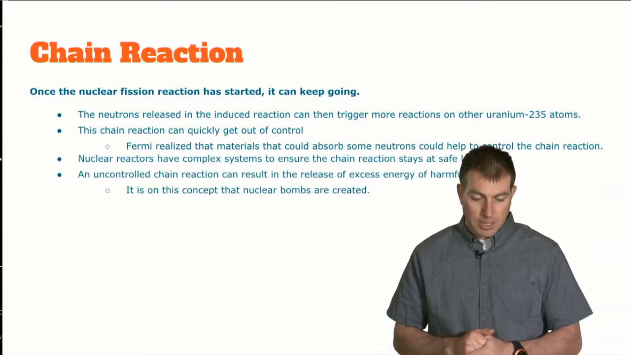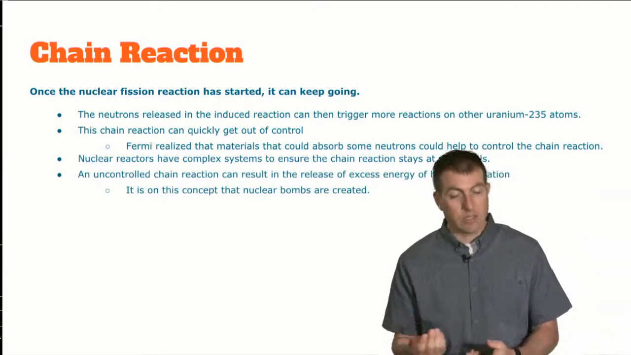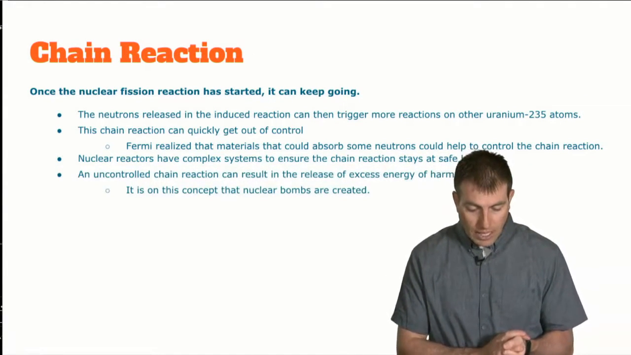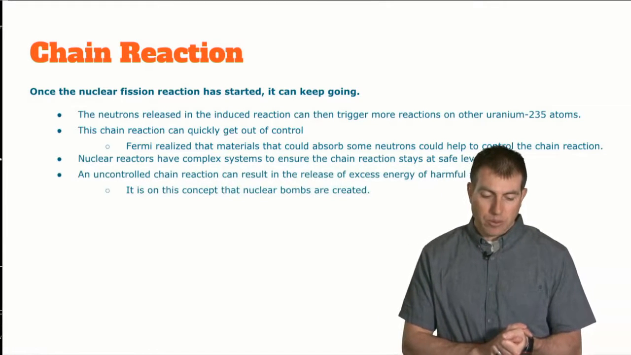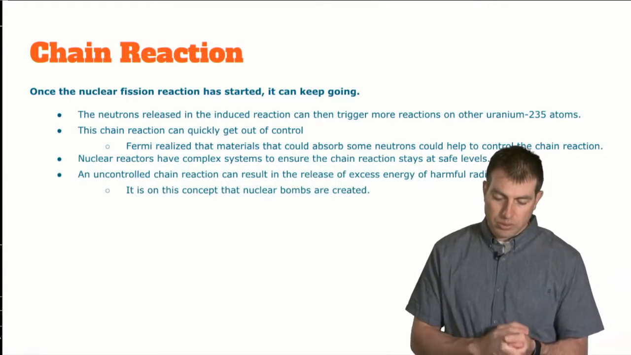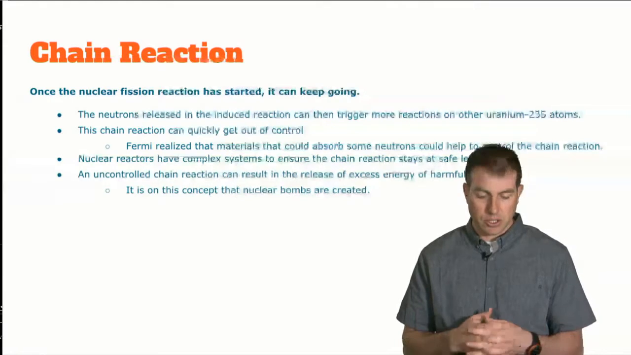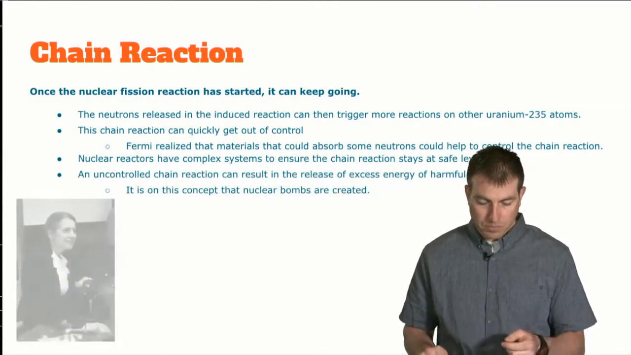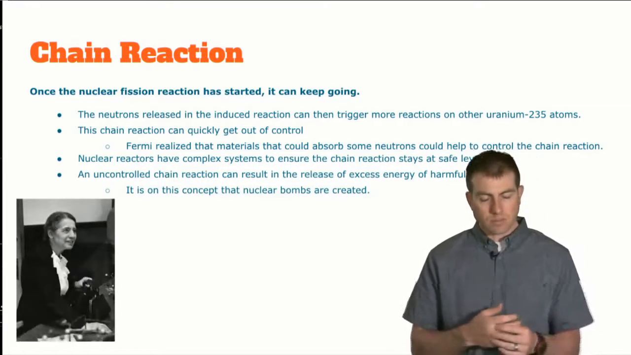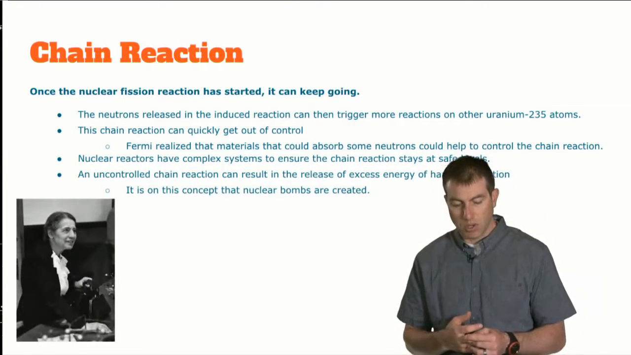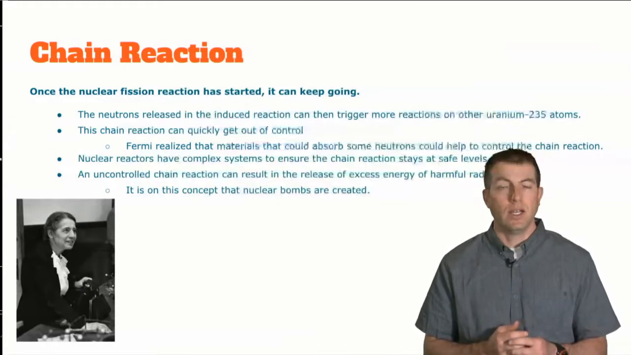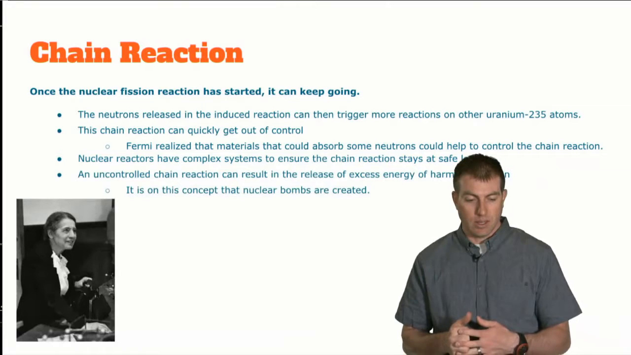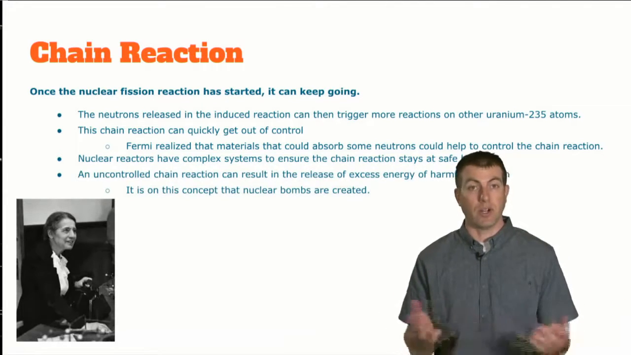And there were a few scientists that were responsible for discovering this, and one of them was Fermi. And Fermi realized that materials that could absorb some neutrons could control the chain reaction. There was also this woman, and she is kind of one of these classic examples of how science in the 1900s kind of forgot women.